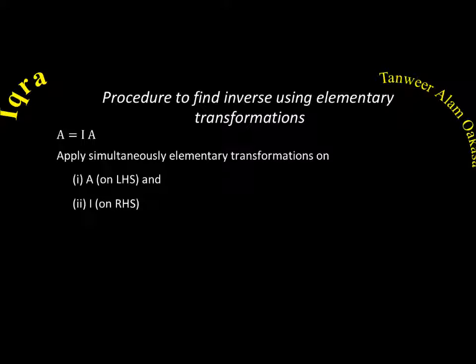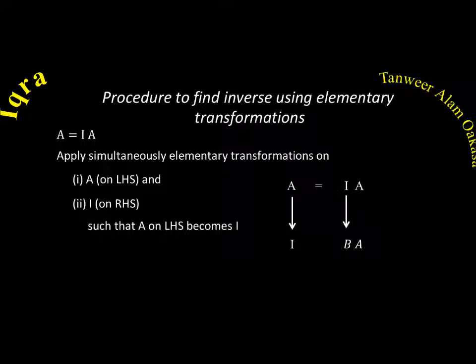My purpose is to transform this matrix A into identity matrix, such that A on my left hand side becomes I. See here, I have A is equal to I into A. Then I apply simultaneously similar transformations both on A and I. And what will happen? My purpose is that the A becomes I. So what will I become? I will become a new matrix because I will apply some transformations on I, and then I is equal to B into A.